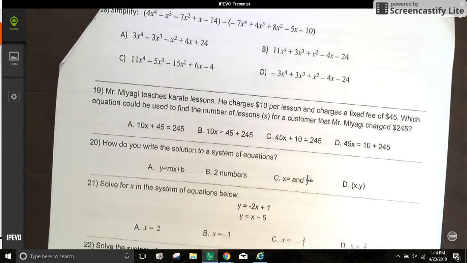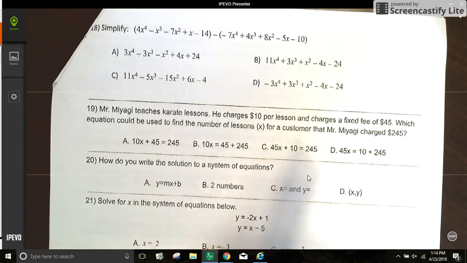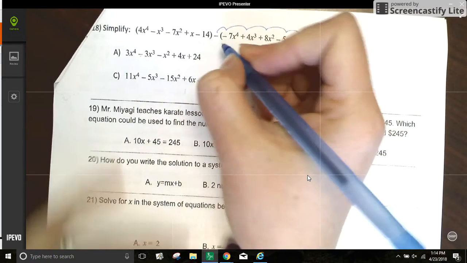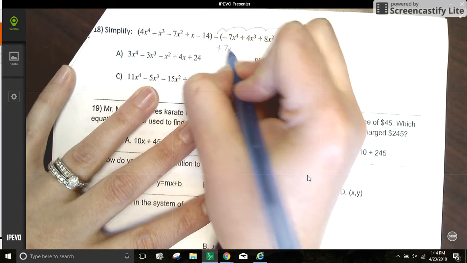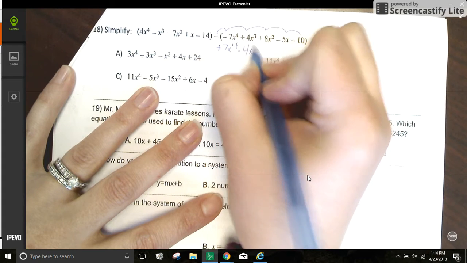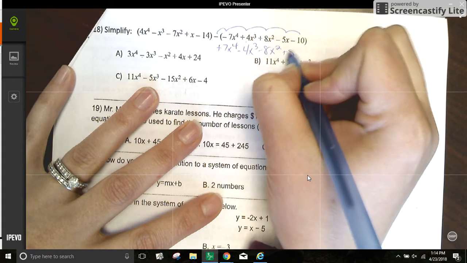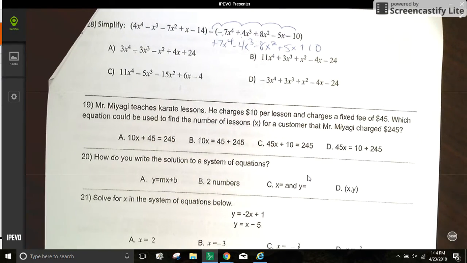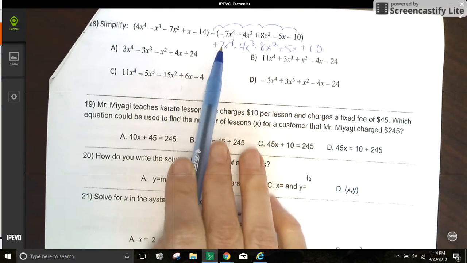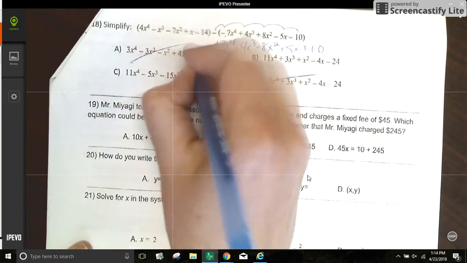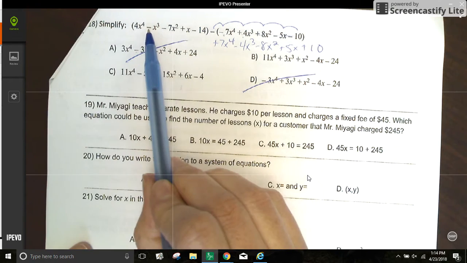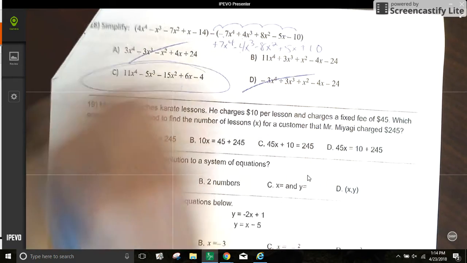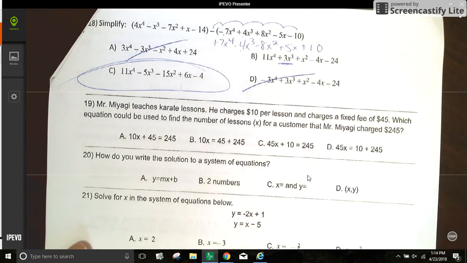For number 18, you are subtracting like terms. So the easiest way to do this is if you're subtracting, distribute the negative so it doesn't confuse you. So this is really a plus 7x to the fourth, minus 4x cubed, minus 8x squared, plus 5x, plus 10. So this negative, I distribute it to everything. And now you can just put like terms together. So 4 plus 7 gives me 11. So I immediately know it's not A and B. Negative 1 minus 4 is negative 5. So then immediately you can circle that because this one doesn't have a negative 5.